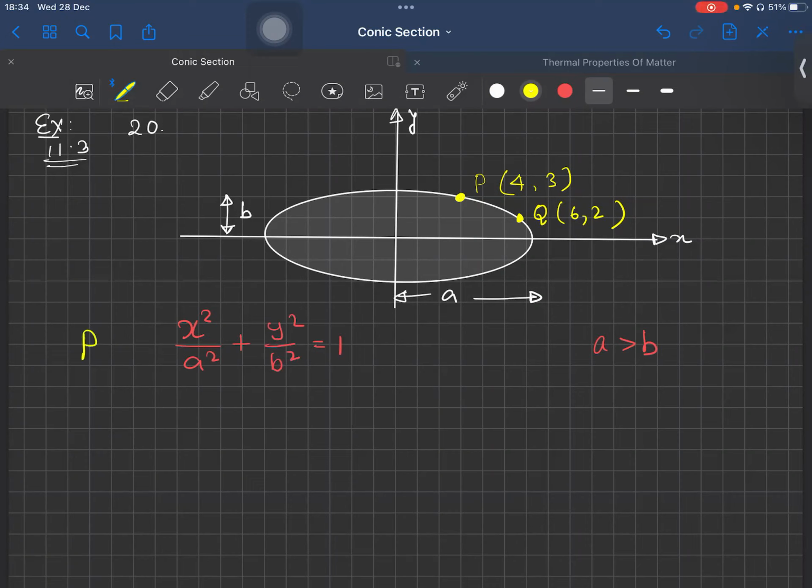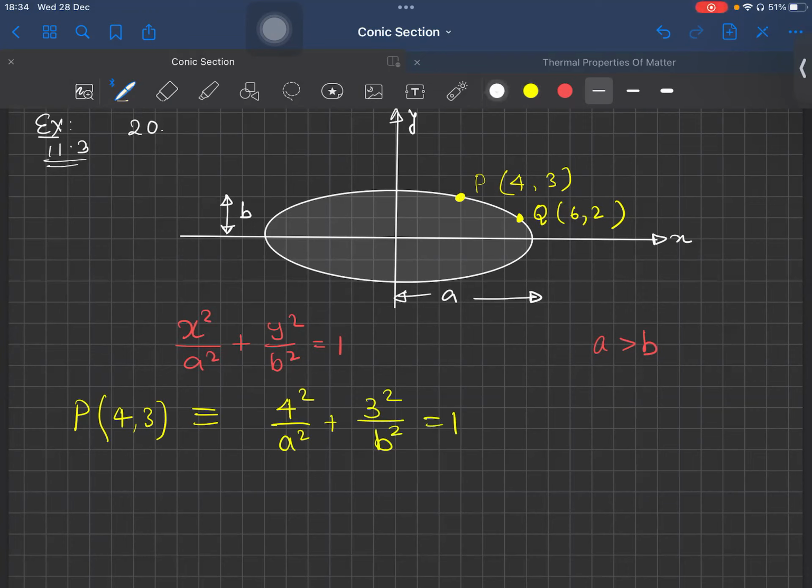So point P will satisfy this equation. Point Q will also satisfy this equation. So plug the values of P and Q in this equation and find the values of A and B. So do that. Plug the value of P, which is 4, 3, in this ellipse. So what will you get? 4 square upon A square plus 3 square upon B square is equal to 1.